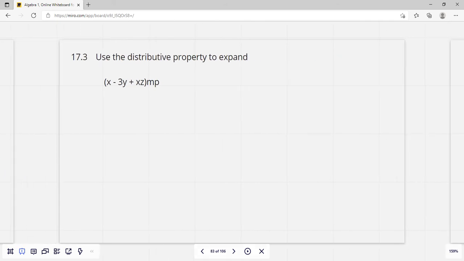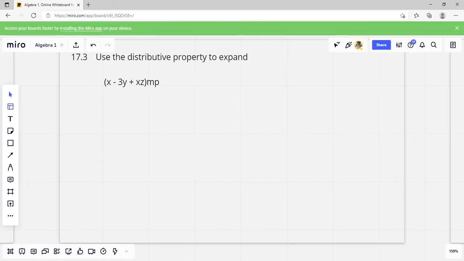This one wants us to use the distributive property to expand. Now, it doesn't matter that this is over here on this side instead of on this side, right? It's touching that parentheses, so that means multiply. So what we're going to do is multiply. Distributive property just means we're going to rainbow that. Okay, so mp right there. And then we need our x and our z.